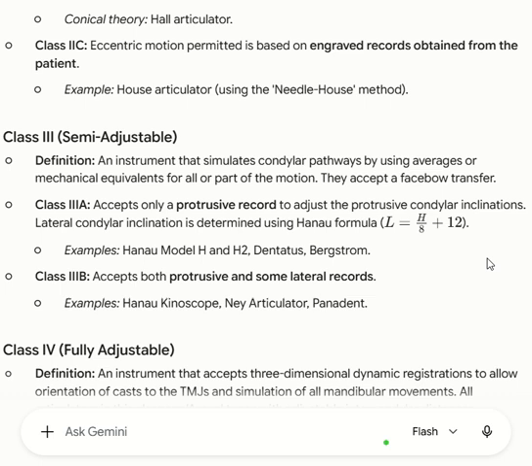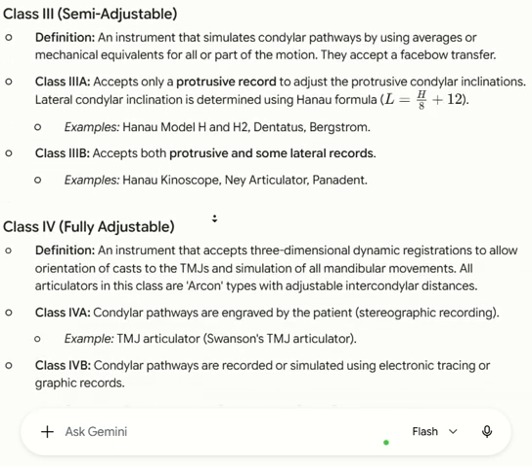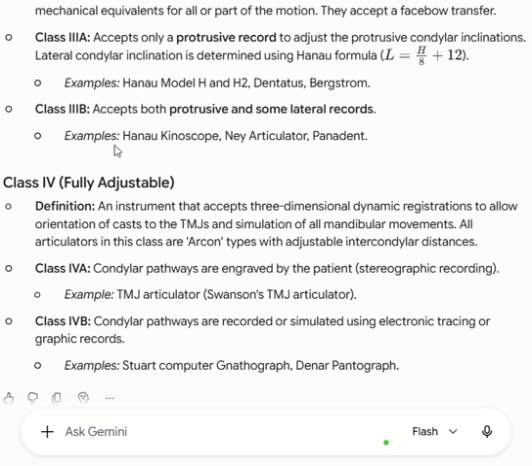Class 3A: accepts only a protrusive record to adjust the protrusive condylar inclinations. Lateral condylar inclination is determined using Hanau's formula, L equals H over 8 plus 12. Examples: Hanau model H and H2, Dentatus, Bergstrom. Class 3B: accepts both protrusive and some lateral records. Examples: Hanau Kinescope, Ney articulator, Panadent.